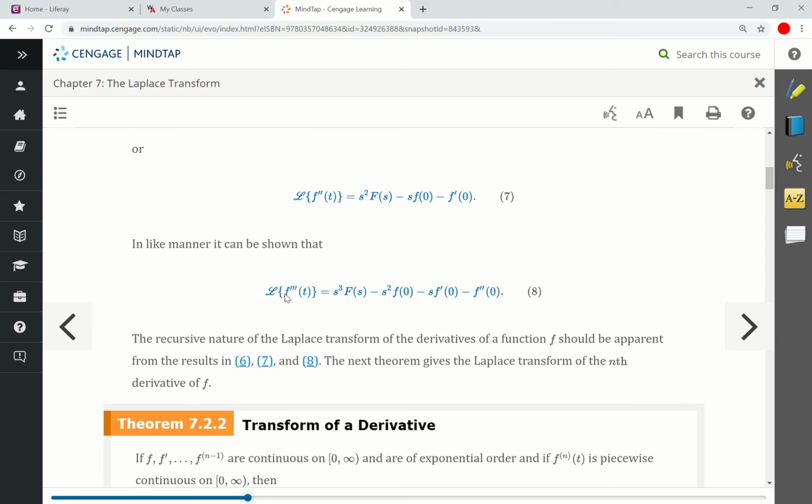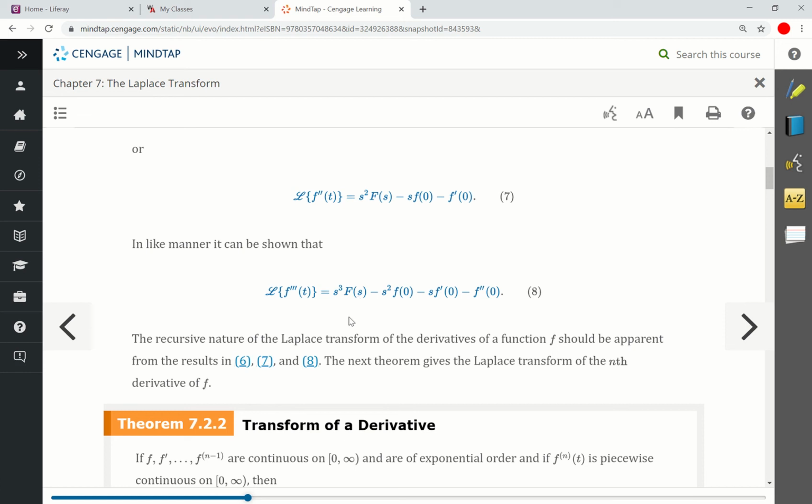Similarly, if we did the Laplace transform of the third derivative, we would have s cubed times the Laplace transform of f, little f, minus s squared times f of 0, minus s times f prime of 0, minus f double prime of 0. This pattern would continue indefinitely. The Laplace transform of the nth derivative depends on the order of the derivative. Here in this case, n would be equal to 3. So we get s to that nth power, s cubed in this case, times the Laplace transform of our original function, little f of t, which we call F of s.